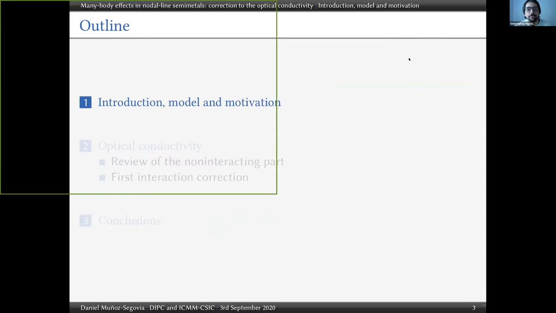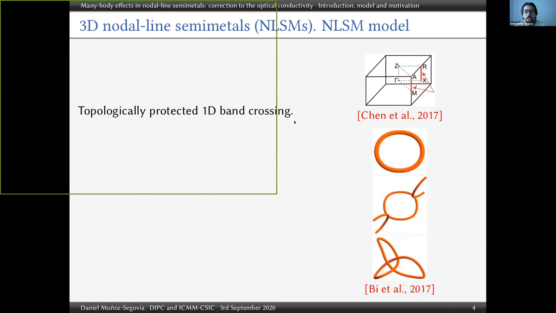So, a nodal line semi-metal is a topological semi-metal where the valence and the conduction band cross along one-dimensional lines in the Brillouin zone. These lines might have very different shapes. They can be open lines, they can be closed loops, they can form chains of loops, etc.